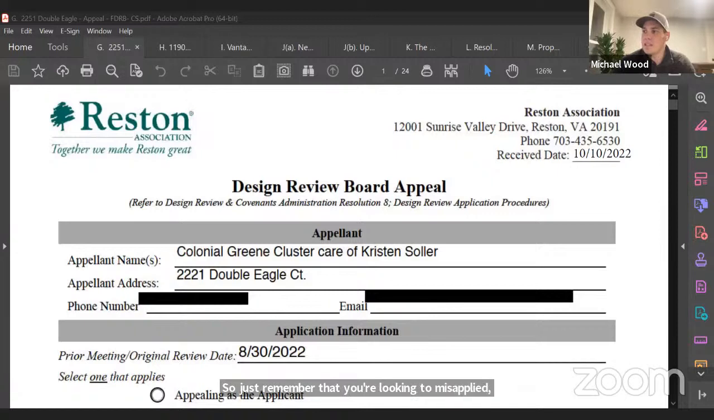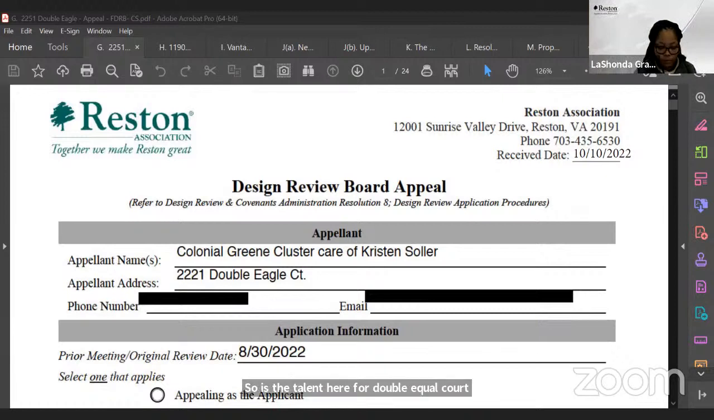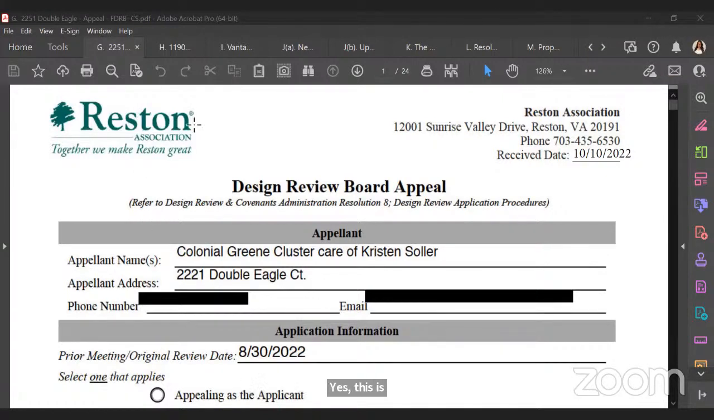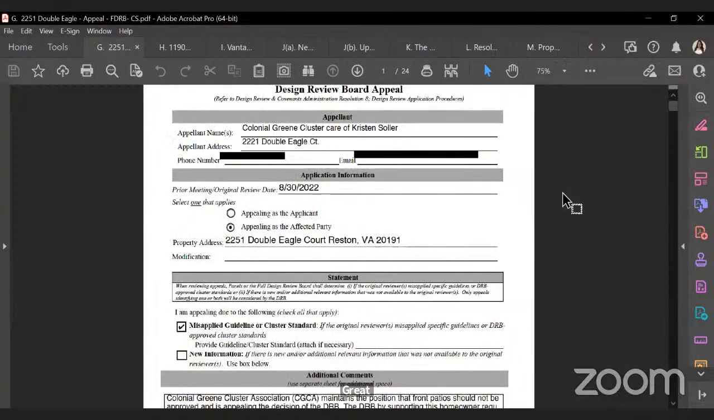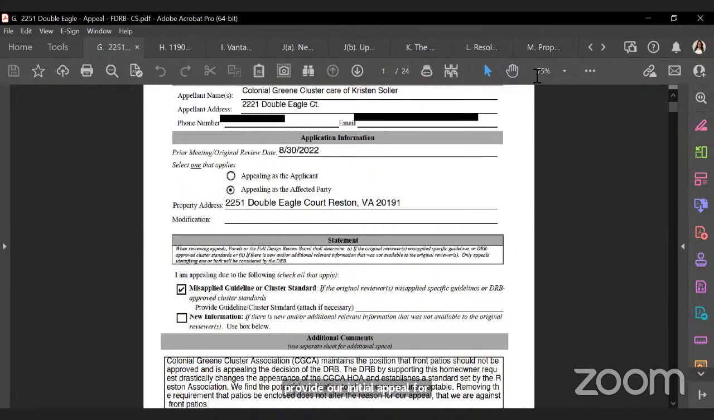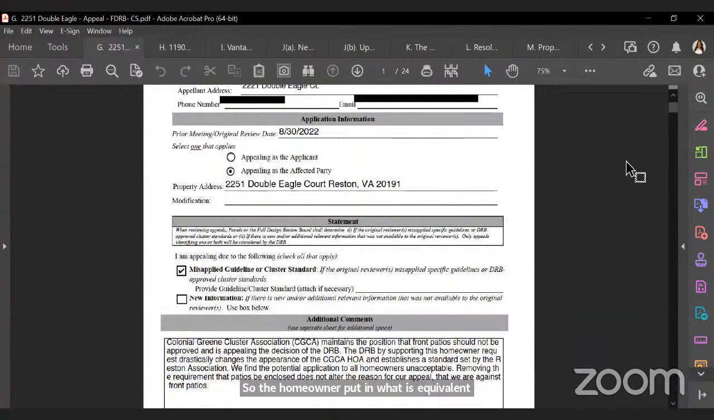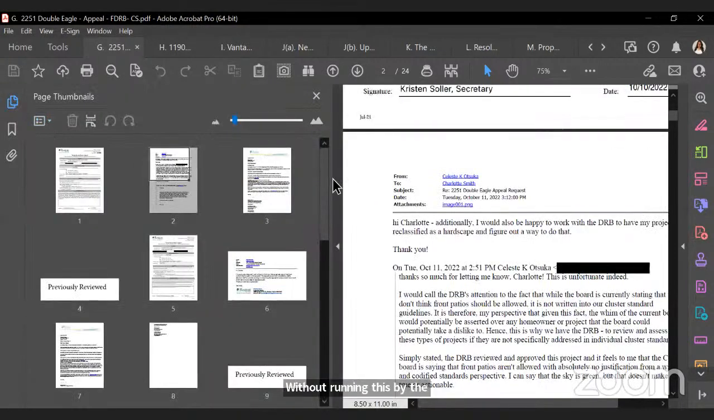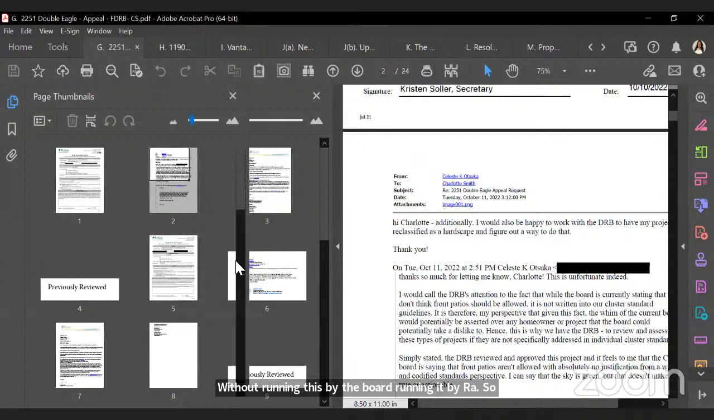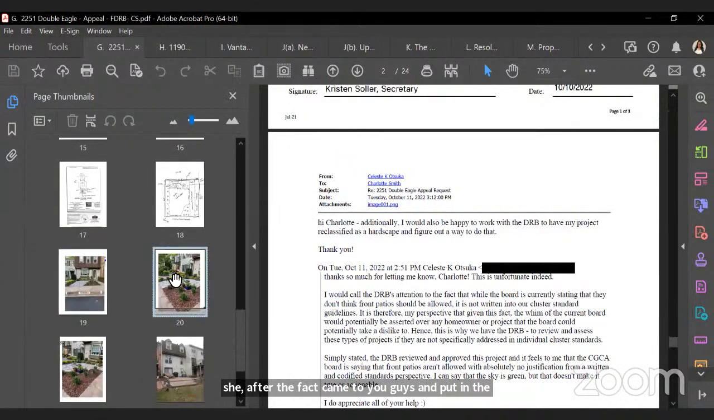So is the appellant here for Double Eagle Court? Yes, this is Kristen Soller, and I'm here for Colonial Green. Great. Well, the floor is yours. Please walk us through your appeal. Sure. So I don't have any new information to provide. Our initial appeal for this particular situation: the homeowner put in what is equivalent to a front patio in front of her house without running this by the board, running it by RA. So she, after the fact, came to you guys and put in the design review board application.